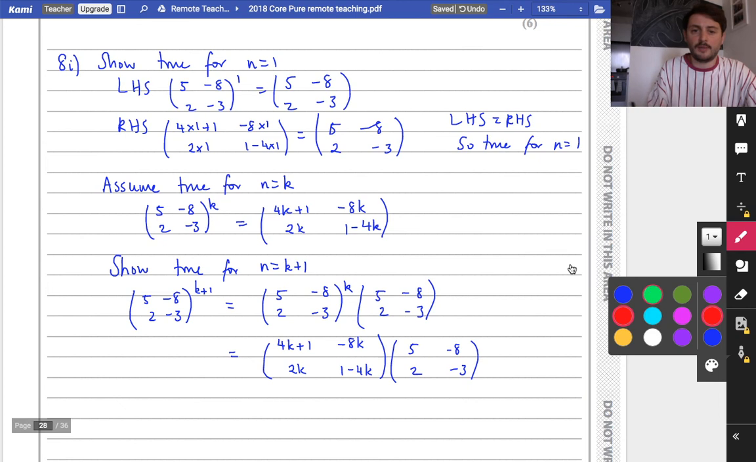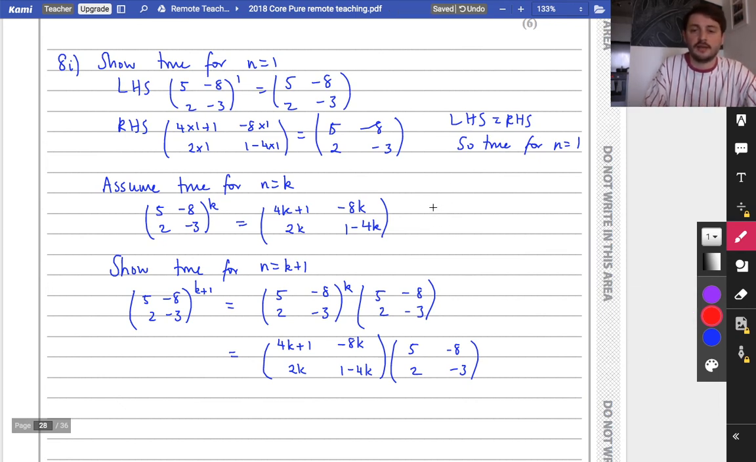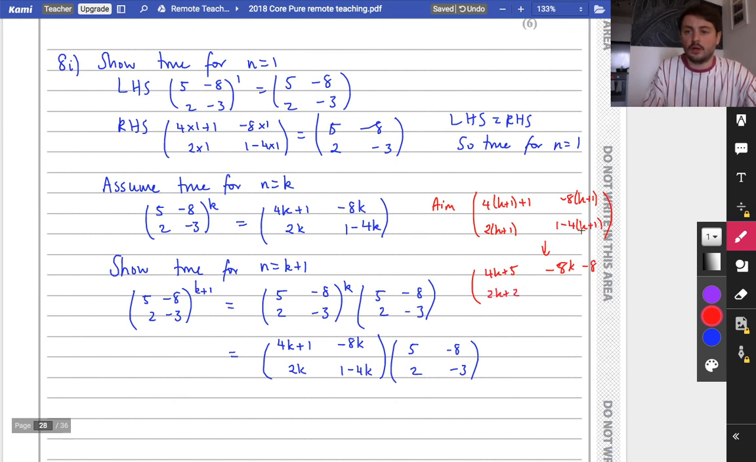Now, this is the bit where I like to say, what am I aiming for? And I usually would do it in a different colour, or I could cross it out at the end. So the aim that I want at the end is 4k plus 1, minus 8k plus 1, 2k plus 1, and 1 minus 4k plus 1, which I'm going to write out in expanded form. So that's 4k plus 4 plus 1, so it's 4k plus 5, minus 8k minus 8, 2k plus 2, and 1 minus 4, so that's minus 3 minus 4k. If I can get to this, I can then just write that line out afterwards.